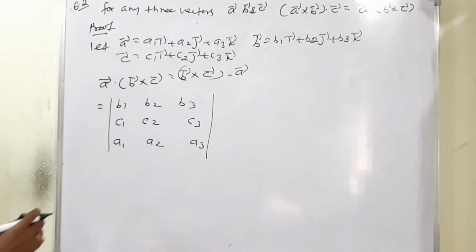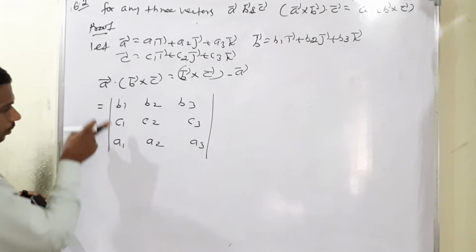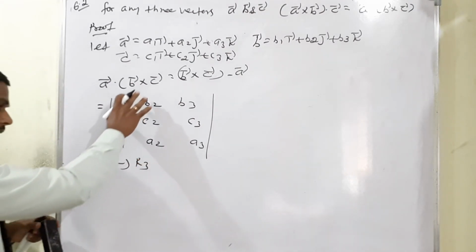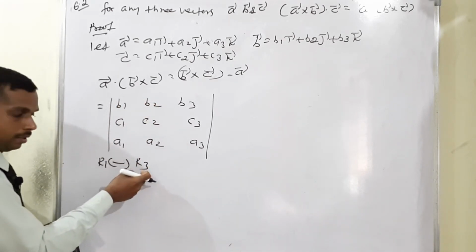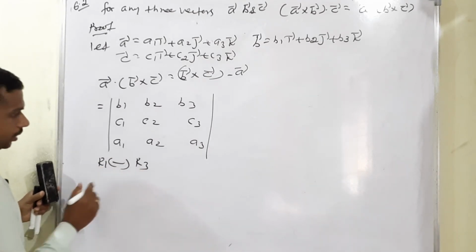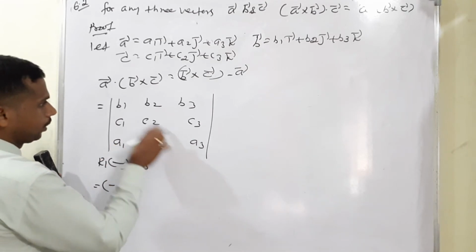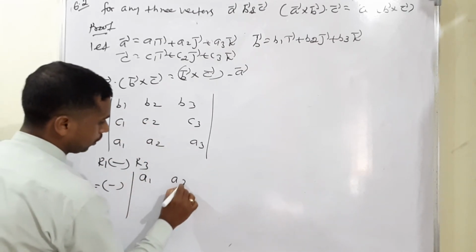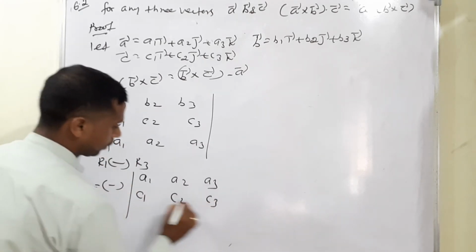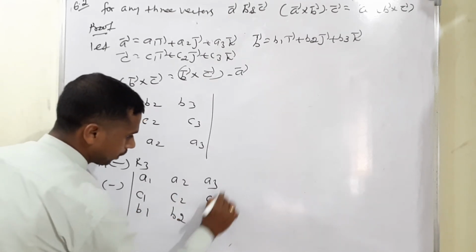Now look there. We need A to come first, isn't it? Just interchange the first one and the last one, that means R1 interchange R3. The terms will be the same, but the sign will be changed. Sign will be changed means a minus sign will be added. If you interchange R1 and R3, therefore minus sign, and A1, A2, A3 comes to the first row. Second row as it is, C1, C2, C3. Third row we can write B1, B2, B3.